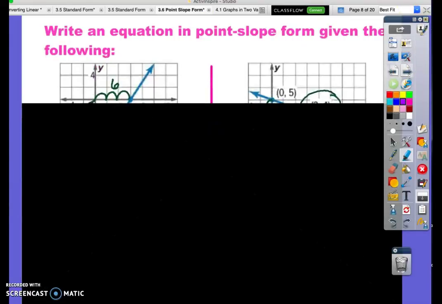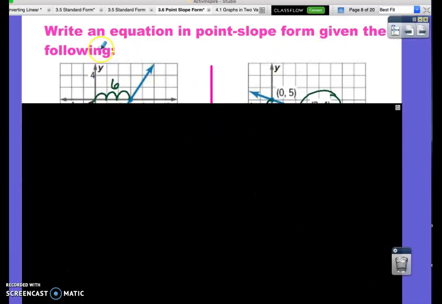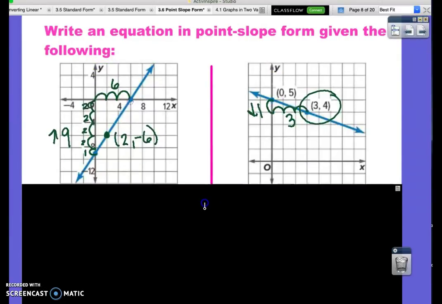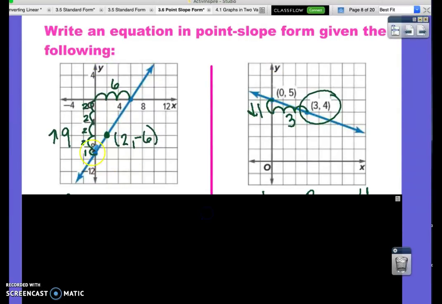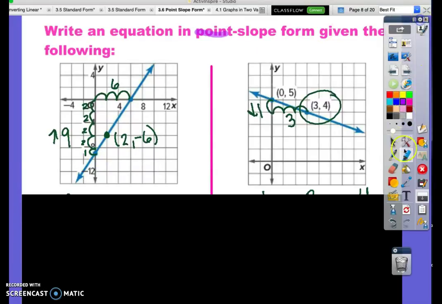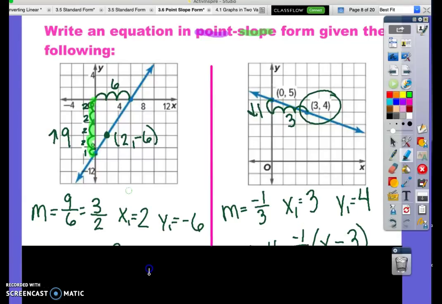Okay, writing an equation in point-slope form given the graph. So first you have to find a point. So again, point, slope. You need a point and you need the slope. Well, let's not use. Okay, so slope. So meaning the slope is rise over run. How much am I going up? So the slope is going to be 1, 2, 3, 4, 5. So 5.